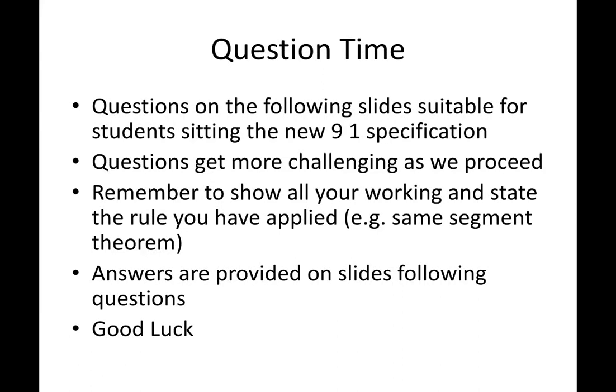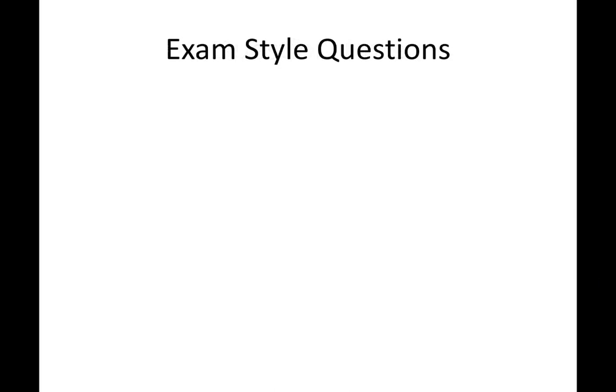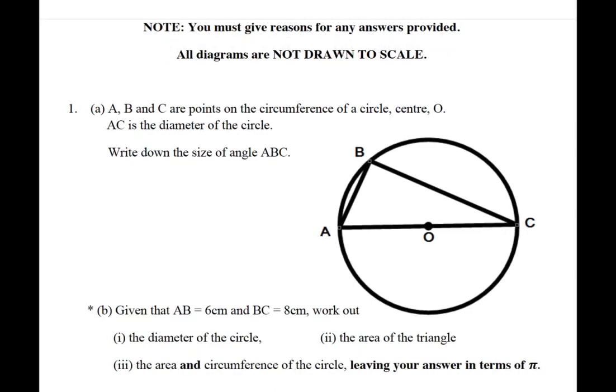Now let's move on to past paper questions and try to answer them. First question, you must give reasons for any answers provided. All diagrams are not drawn to scale. A, B, C are points on the circumference of a circle, center O. AC is the diameter of the circle. Write down the size of angle ABC.